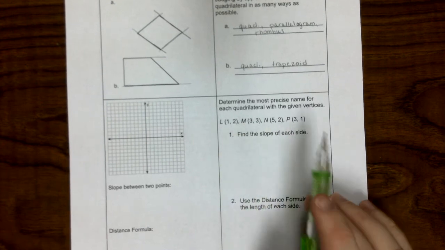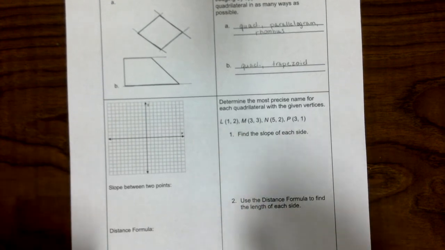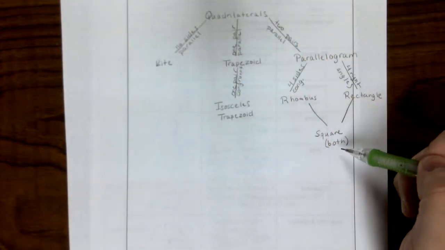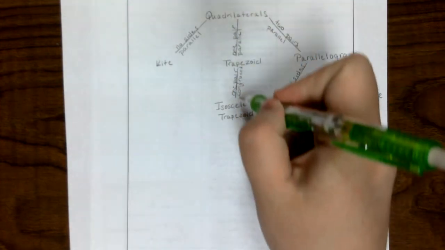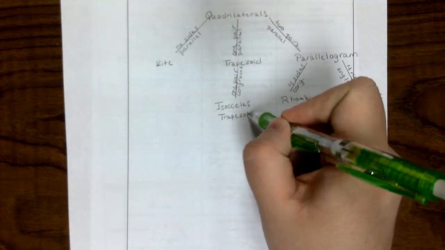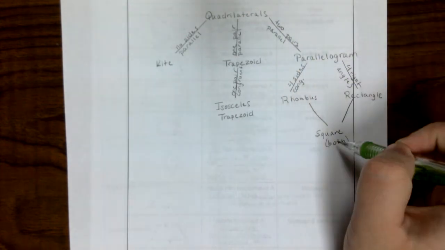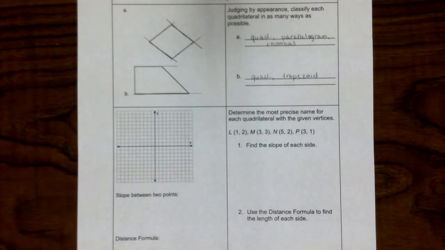Next thing we'll do, you're going to graph some points. It'll make a quadrilateral, and then you have to determine the most precise name. So this time, you want to go as far down the chain as you can. If you can go all the way down to isosceles trapezoid, that'd be your final answer. If you can go all the way down to square, that'll be your final answer. You're going as far down as you can.